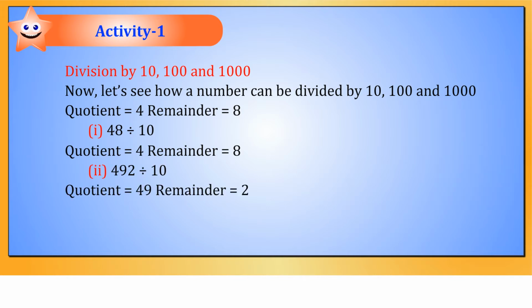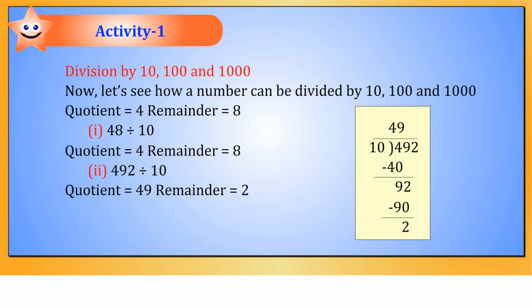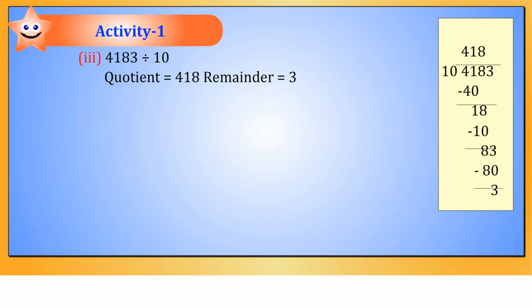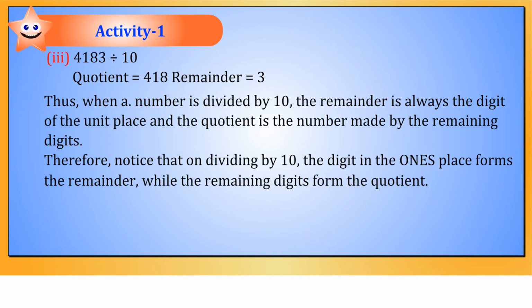Thus, when a number is divided by 10, the remainder is always the digit of the unit place and the quotient is the number made by the remaining digits. When a number is divided by 100, the quotient is the number made by the digits except the digits at ones and tens places. The number formed by tens and ones digits of the dividend is the remainder.